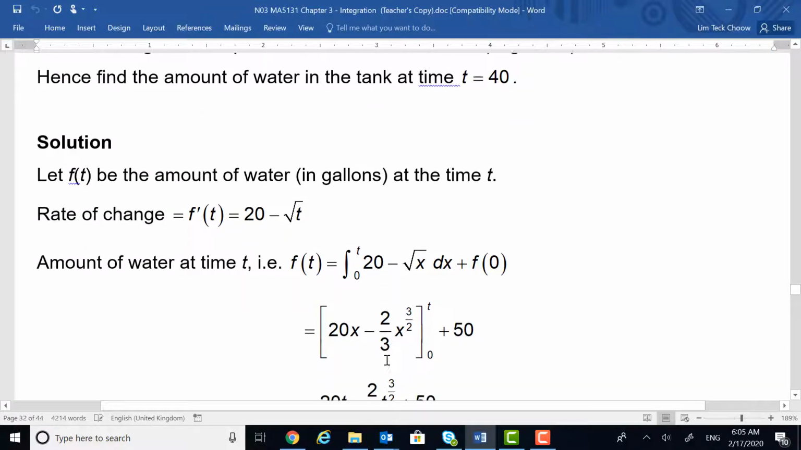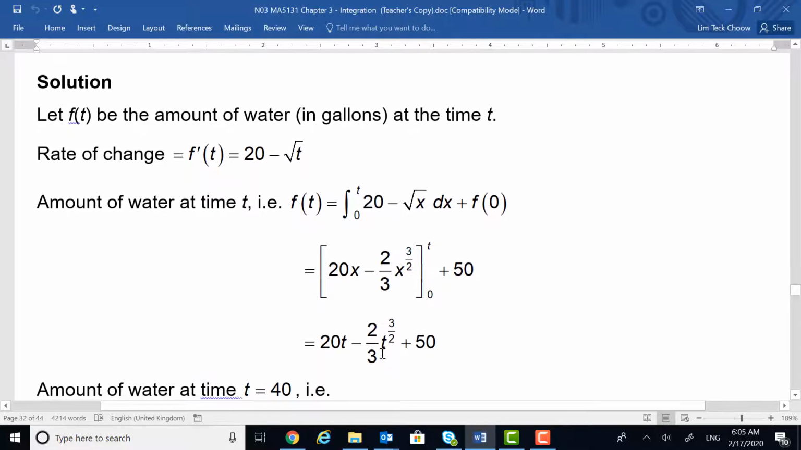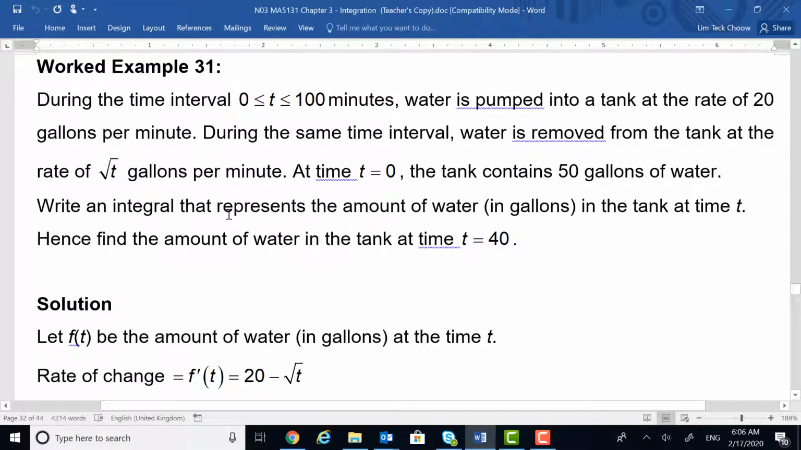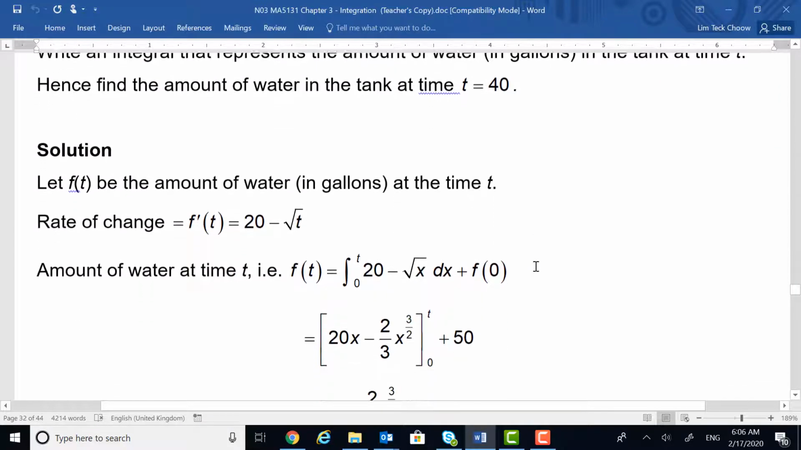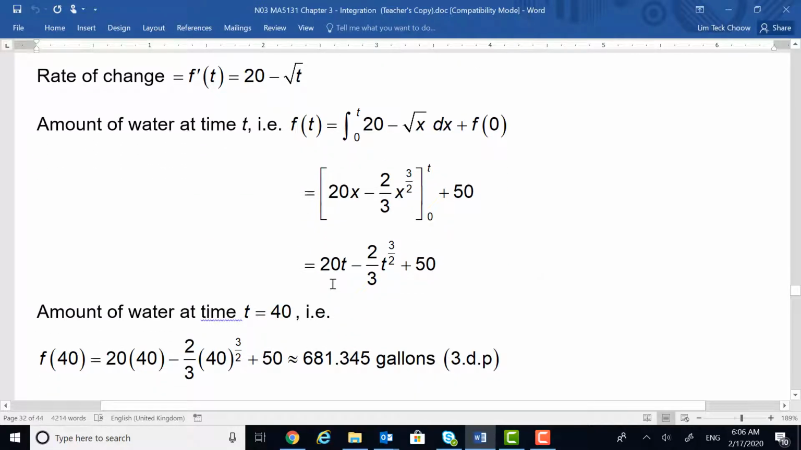And then upon integrating and putting the limits, you get that the amount of water inside the tank is equal to this expression. So for the first part of the question, they ask you for the integral that represents the amount of water in the tank at time t. Now to find the amount of water in the tank at time t equals 40, which means F(40), you simply put t as 40 inside here, and then use the calculator to help you.